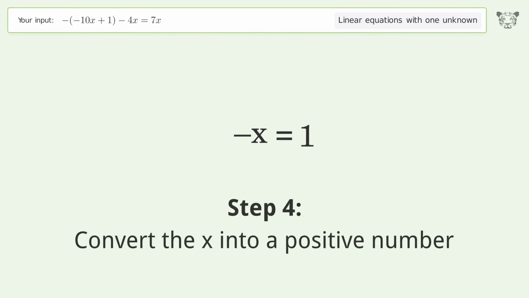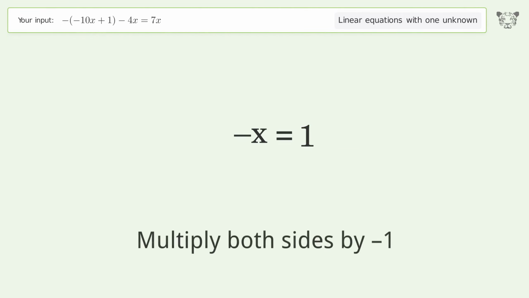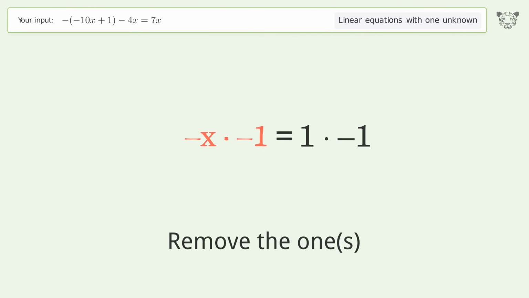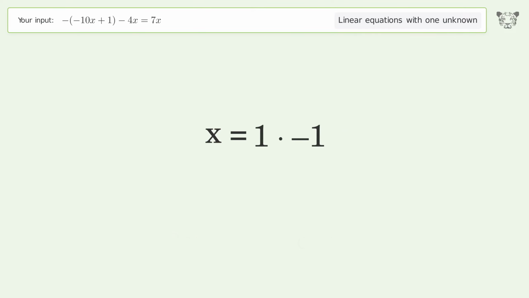Convert the x into a positive number. Multiply both sides by -1. Remove the ones. And so the final result is x equals -1.